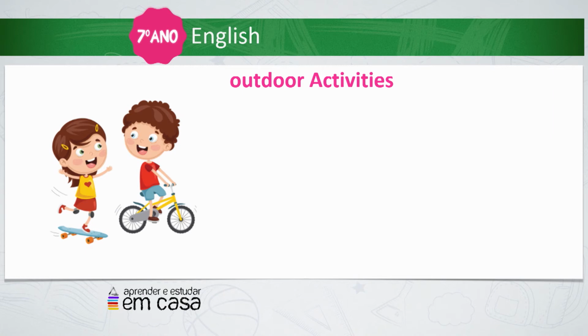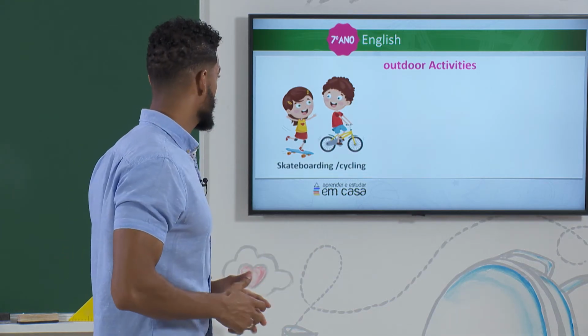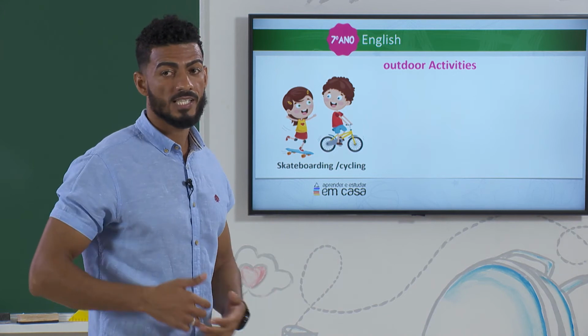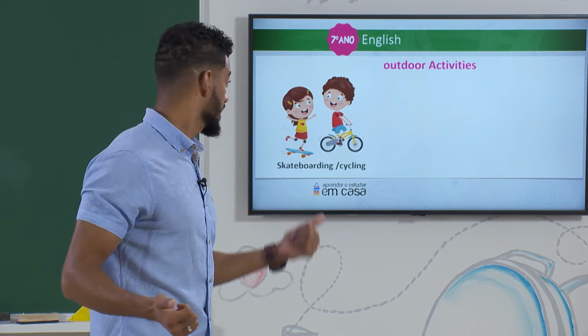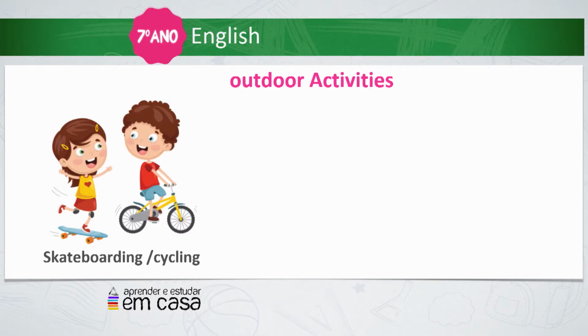Here in the picture, first, what can you see? I can see the skateboard, the bicycle, and the boy and the girl. What are they doing? Fine. Skateboarding and cycling. Are you good at cycling? Fine. What about you? Are you good at skateboarding? That's great.